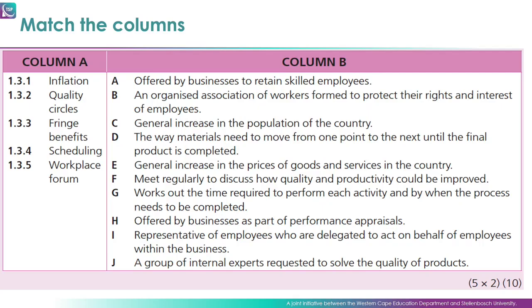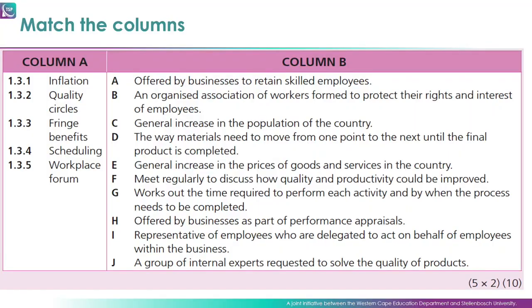We do the same exercise for the last type of section A question that you will get, and that is match the columns. So you've got the option on column A, and you need to match it to the best possible solution in column B. Inflation, a general increase in prices of goods and services in the country. We've crossed that out. Quality circles, F. They meet regularly to discuss how quality and productivity could be improved.